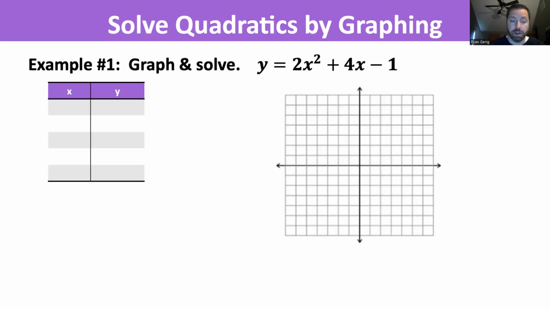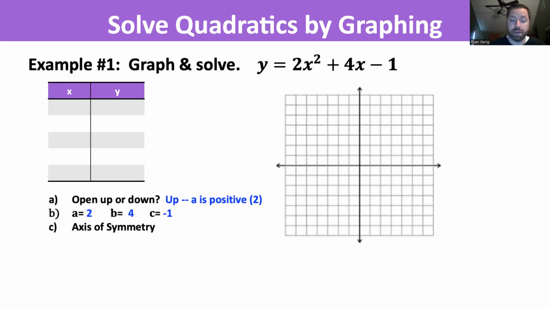So here's a table. You're going to be using that. Write that down in your notes. If you need to pause, do that. You'll notice the table is empty. Okay. First of all, let's make sure we understand what this is going to look like. It's going to open up or down. It's going to open up because the A value is positive. It's positive 2. Okay. The A value is 2. The B value is 4. The C value is -1.